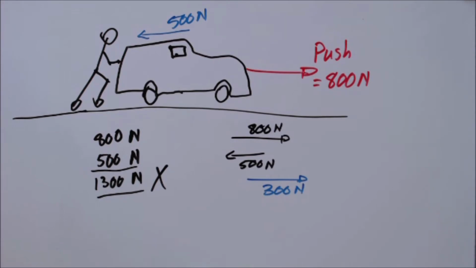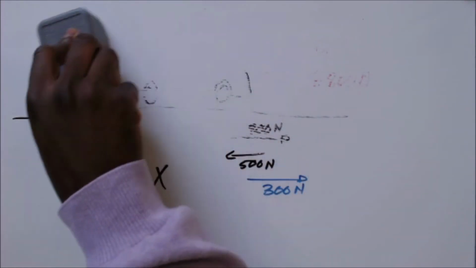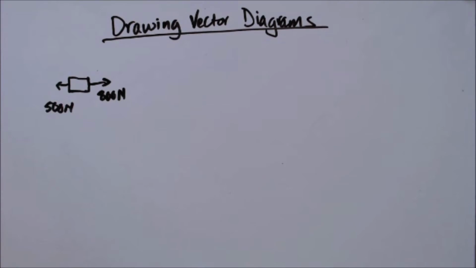We would find a scale. And using a scale, we would represent 800 newtons. And using the same scale, we'd represent 500 newtons. And then we would draw a diagram which would then give us the resultant. And that's what we're going to do next. So now we're going to see how we can draw a vector diagram to solve the simple problem of 800 newtons to the right and 500 newtons to the left.